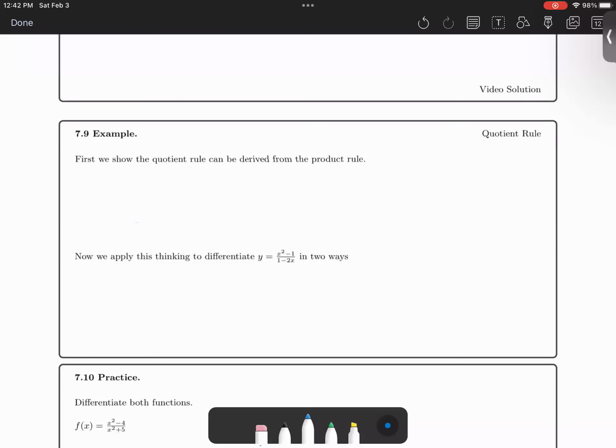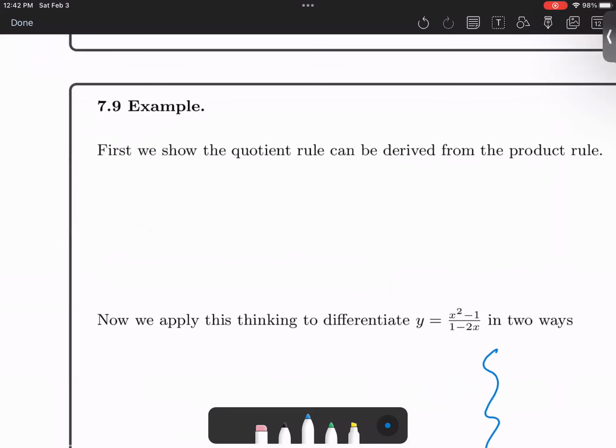Example 7.9 is going to show us that the quotient rule is nothing more than the product rule. So if you can't remember the quotient rule, you can get it from the product rule. And then we're going to see that in action. So this first part, let's figure out how the quotient rule comes from the product rule.